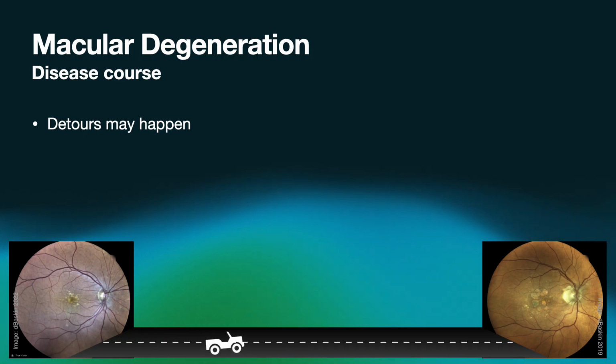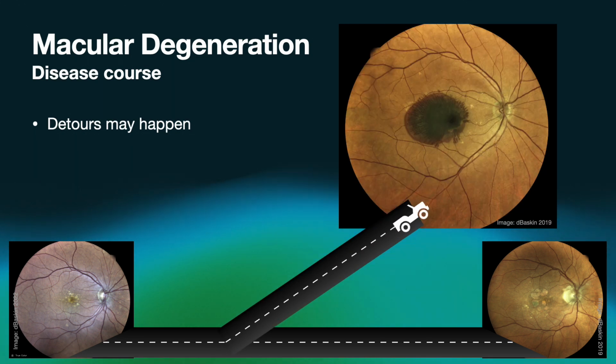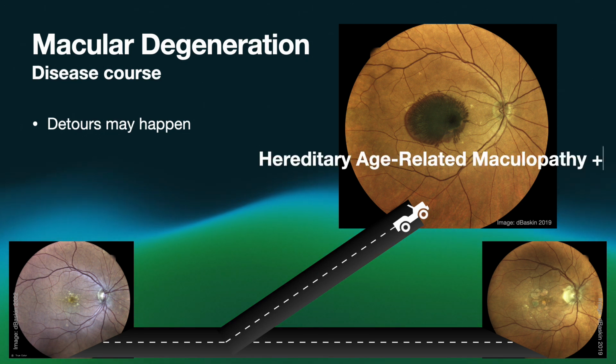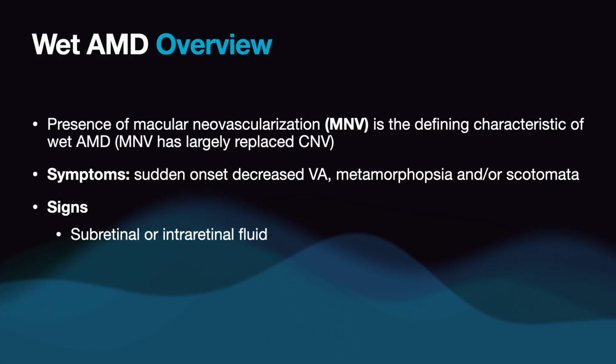So I explain to patients detours can happen on your way to geographic atrophy. You can get wet AMD. It's an addition to the disease. It's not a replacement of. So once you have wet, it's not like you don't still have dry. You still have dry. Again, I'd like to call this harm with plus disease. We'll see.